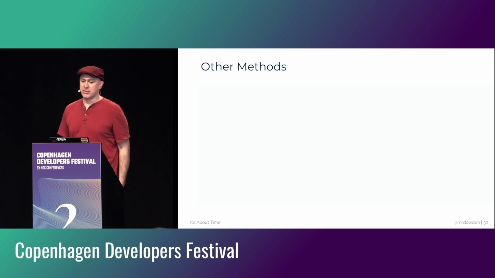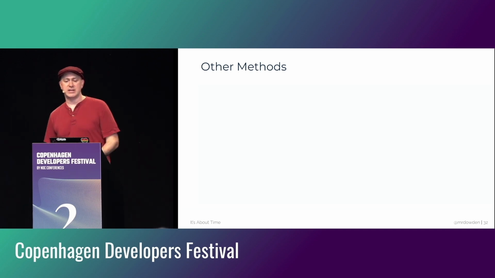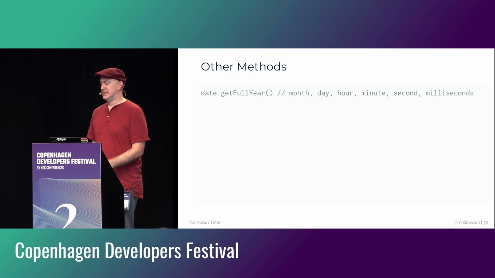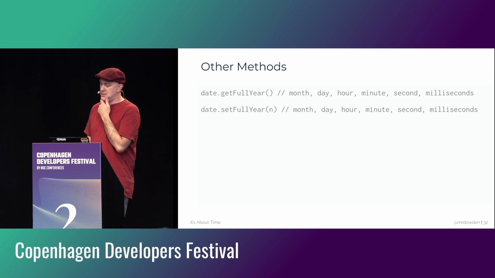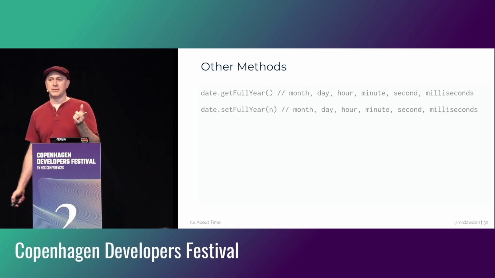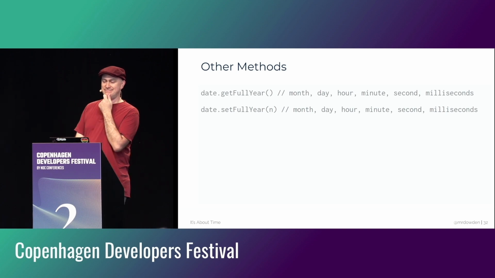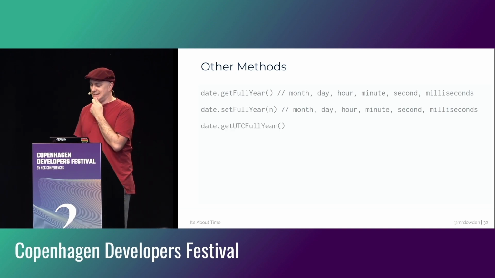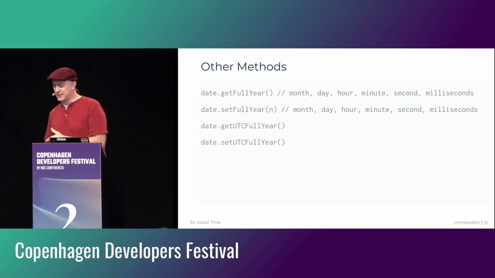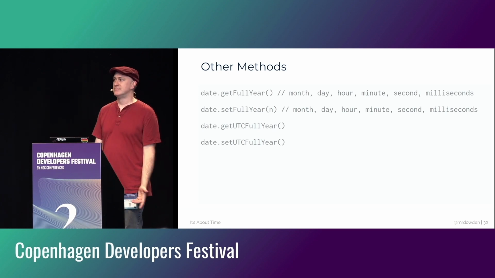Fortunately, there are a large number of other ways we can get date information out that should probably definitely help. Date.getFullYear. Date.setFullYear. Oh, there we go. They're mutable. getUTCFullYear. setUTCFullYear.